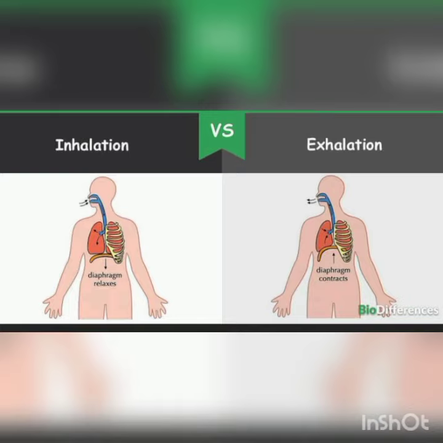We breathe in air that is rich in oxygen through our nose. This process is called inhalation. And when we breathe out air, the diaphragm relaxes and moves up, pushing the air out from the lungs. This process of breathing air out is called exhalation.